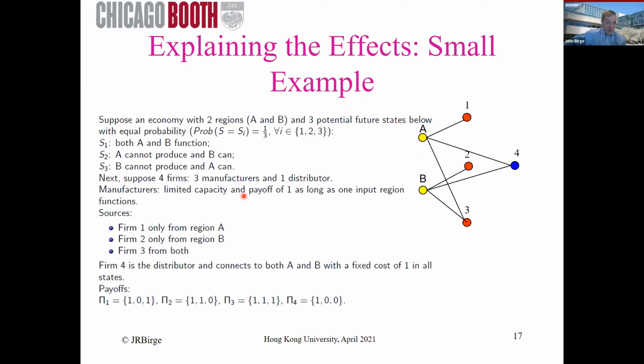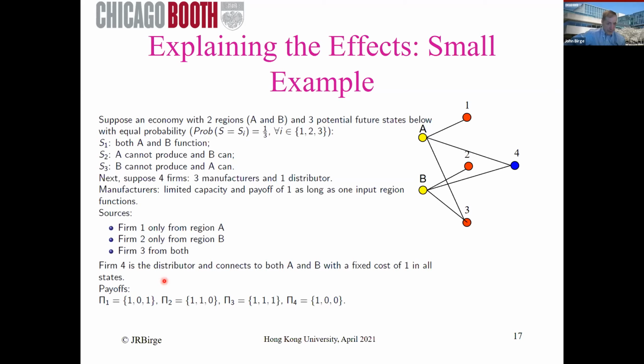And now I'm going to suppose that there are 4 different firms. So 1, 2, and 3 are manufacturers. Firm 1 only gets supply from region A, and firm 2 only gets supply from region B, and firm 3 gets supply from both regions A and B. And now let's say firm 4 is a distributor, and it distributes to both A and B.